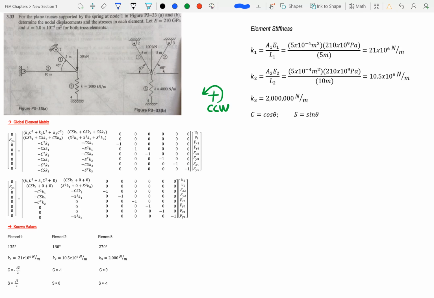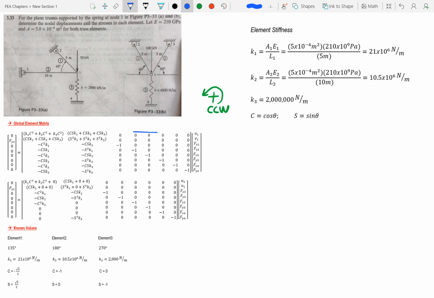Now, here's how you work this out. So if you notice, I have a little table down here. Let's start with element 1. Element 1 is represented here. So what you're going to want to do is take your element and draw a line through it like this, and then we're going to go ahead and get this angle right here. Okay, you can see that this angle is 135 degrees for element 1. Let's move on to element 2, right here. And element 3 is the last one.